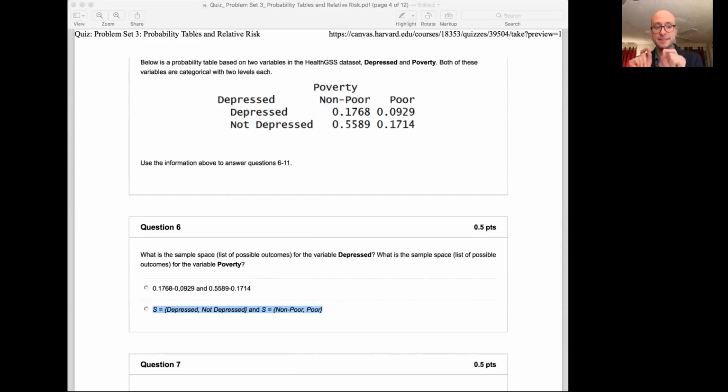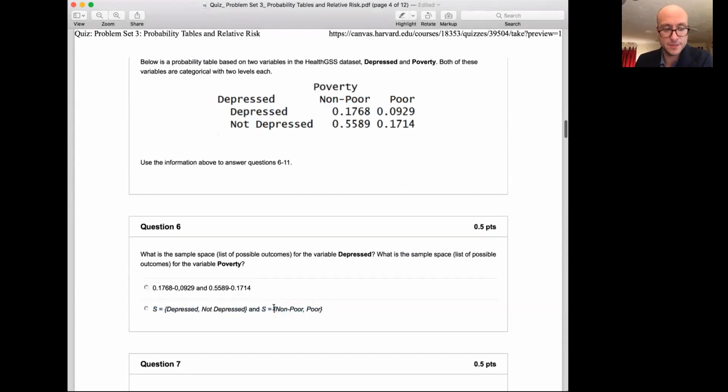The sample set, the list of possible outcomes for a variable, is the range of possible responses. That's what it is. Hope that makes sense. That would never include numbers, by the way. Never include adding up those numbers.